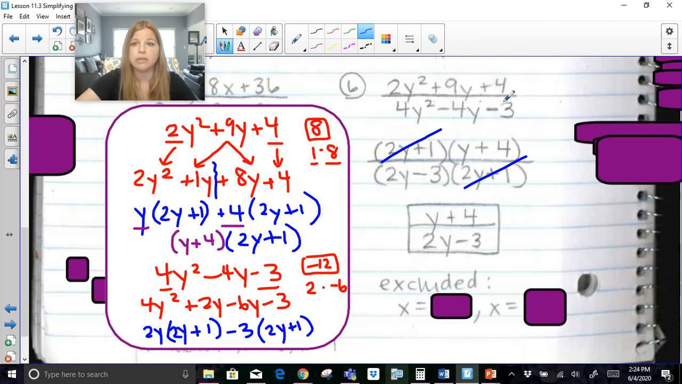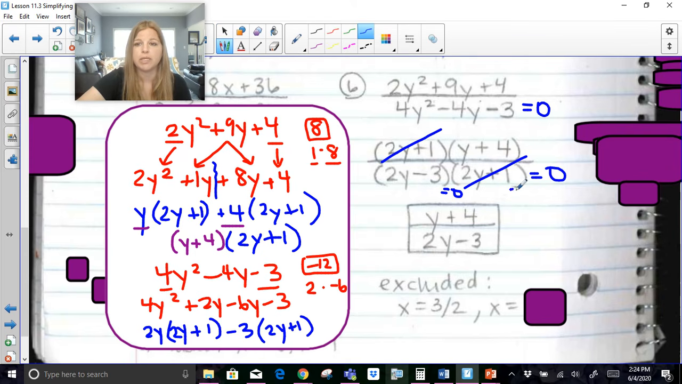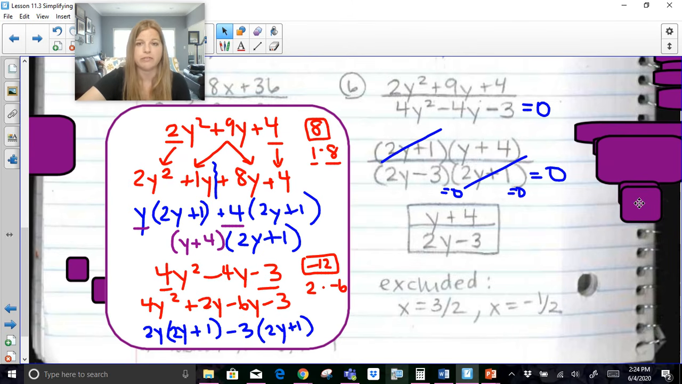My excluded values come from the original denominator set equal to 0, which we have in this nice factored form. So if it's 2y minus 3 equals 0, to solve for y, you would add 3, divide by 2. So that first solution would be 3 over 2, or 1.5. If I have 2y plus 1 equals 0, I would subtract 1, divide by 2. So I would get negative 1/2 or negative 0.5. And those would be my excluded values.